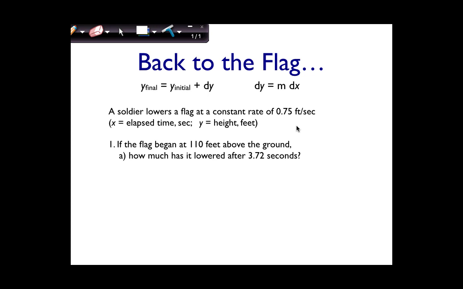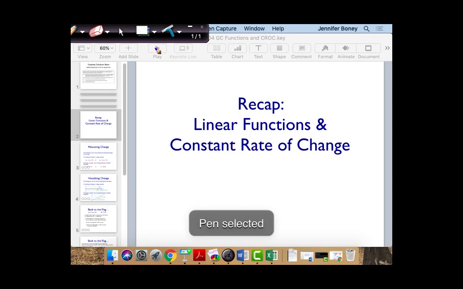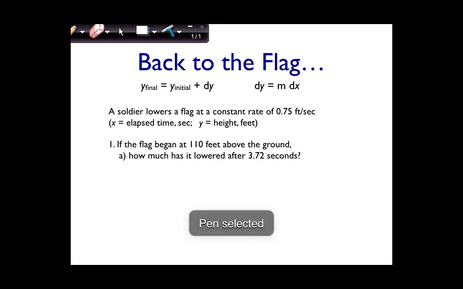Make sure you're careful about what it's asking for. So again, when you're reading these, just like we did on the worksheet, if the flag began at 110 feet above the ground, how much has it lowered after 3.72 seconds? In terms of Y final, Y initial, dy, m, dx, what is this 110 feet? Yeah, that's a Y initial. All right, let's try this again. So this is Y initial.